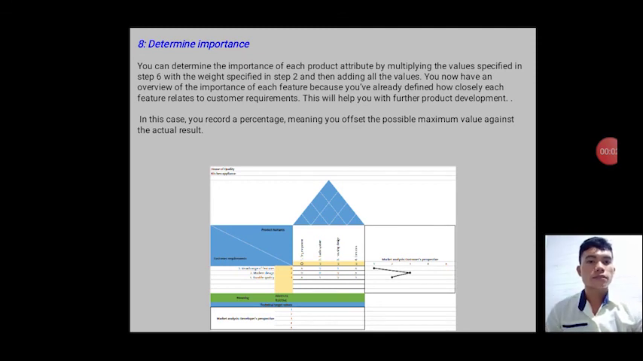Step number 8. Determine importance. You can determine the importance of each product attribute by multiplying the values specified in step 6 with the weight specified in step 2 and then adding all the values. You now have an overview of the importance of each feature because you've already defined how closely each feature relates to customer requirements. So this will help you with further product development. So in this case, you record a percentage. You offset the possible maximum value against the actual result.